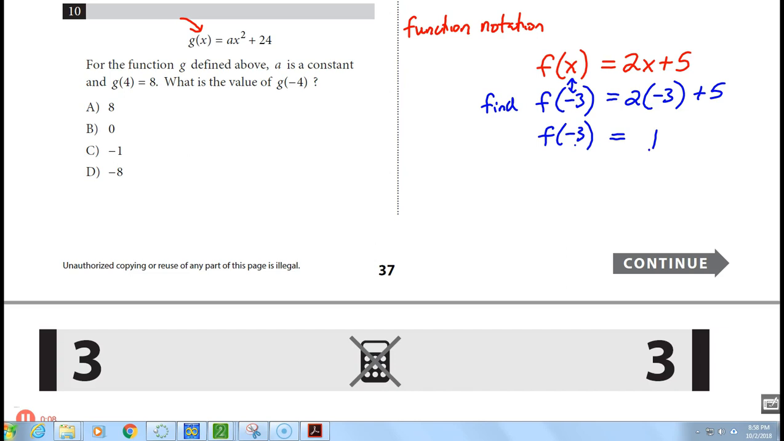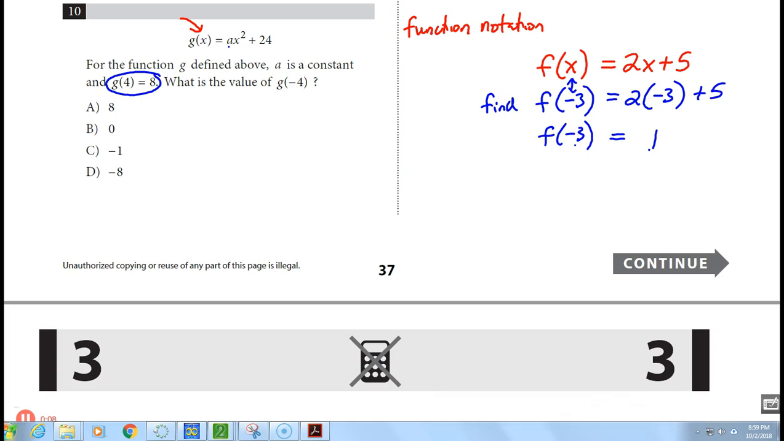So I'm looking over here. The only thing I see that's weird is there's this extra a in there. Let's see what that's all about. It says for the function g, so g is another letter they use a lot, for the function g above, a is a constant, which means it's just some number, and g of 4 is 8. So what I just did over there on the right, that's what I'm talking about. They mean when they plugged 4 into this equation, they got an answer of 8.